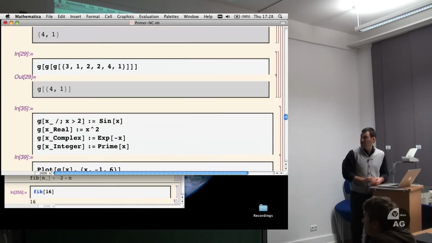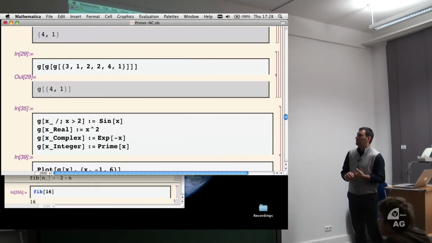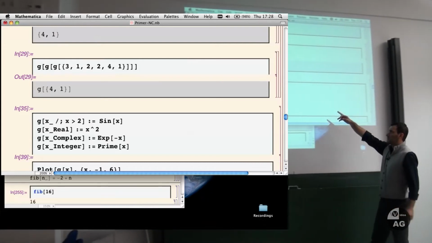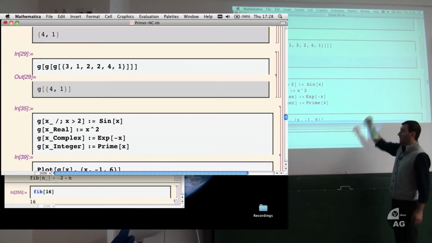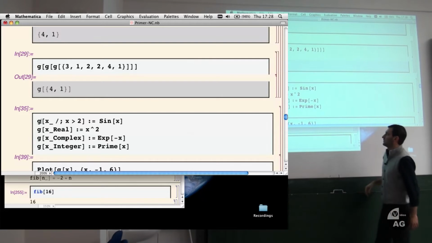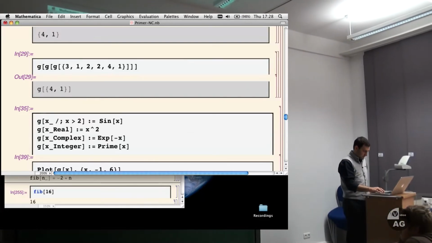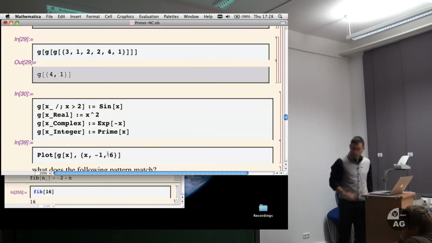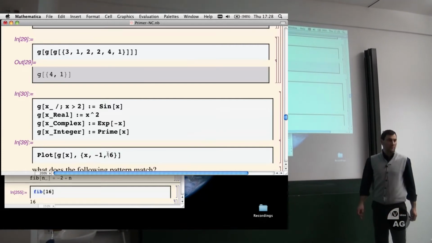Okay, over here I have a little bit of an overloading of a function. So I define the function over the real numbers when they are greater than 2, over the whole real spectrum, complex numbers, and integers. What will this thing look like? Plot. Can anyone guess what it looks like?